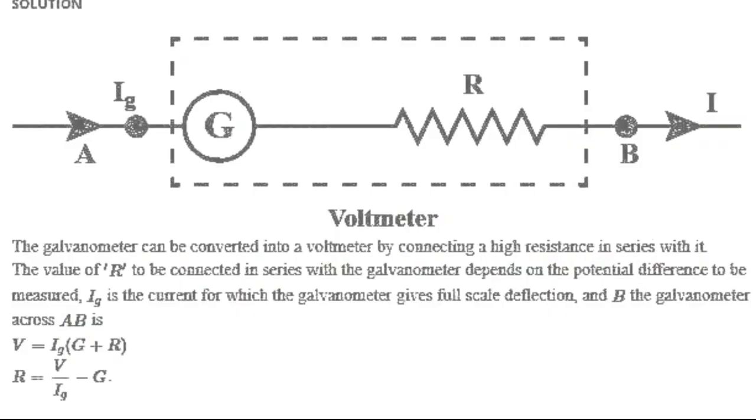So for the conversion, we connect a galvanometer and the resistance in series, and a current is flowing through it. The same current flows through both the devices, and we can calculate the potential difference between the two ends of the circuit. And after doing the respective calculations, we get the final expression for the resistance R, and this value is needed for the conversion of the galvanometer into the voltmeter.